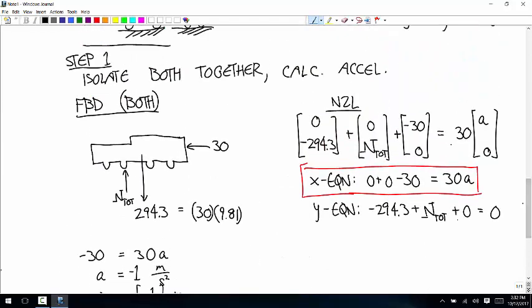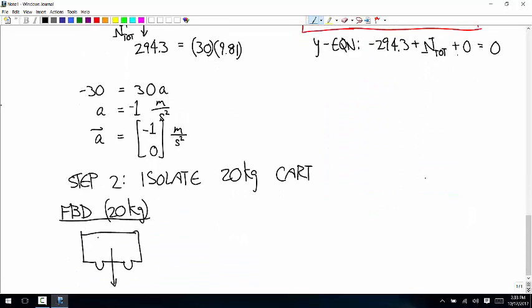We found the acceleration of both of those two carts together, since if one moves, the other one moves. So now that we found the acceleration of both of those together, we can use that acceleration in Newton's second law for just the cart that we want. That's why that was our first step. Otherwise, we'd have one equation for two variables, and we wouldn't be able to solve for anything. Okay, so the weight is 20 times 9.81, so 196.2.